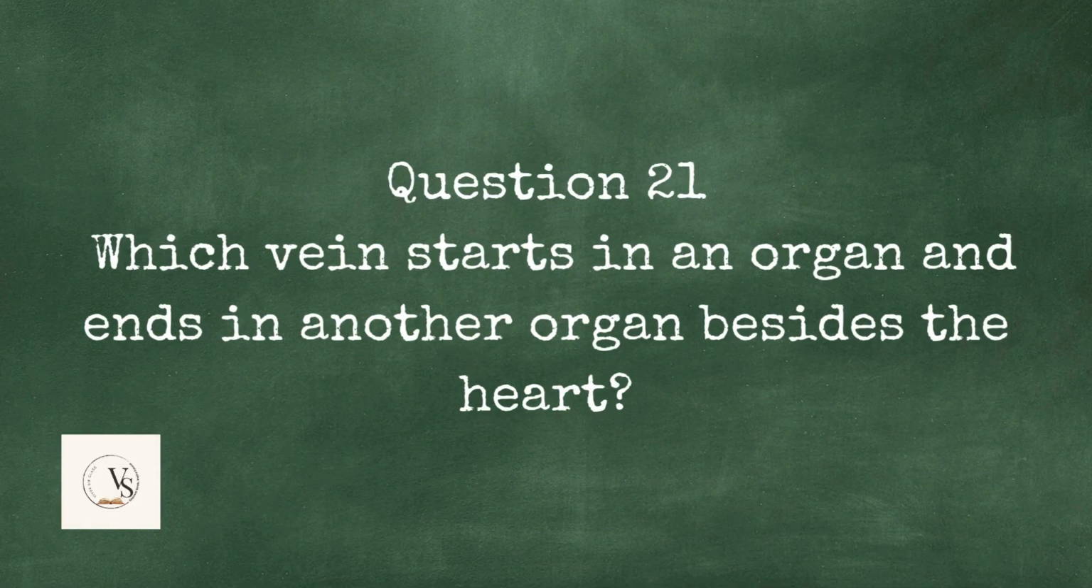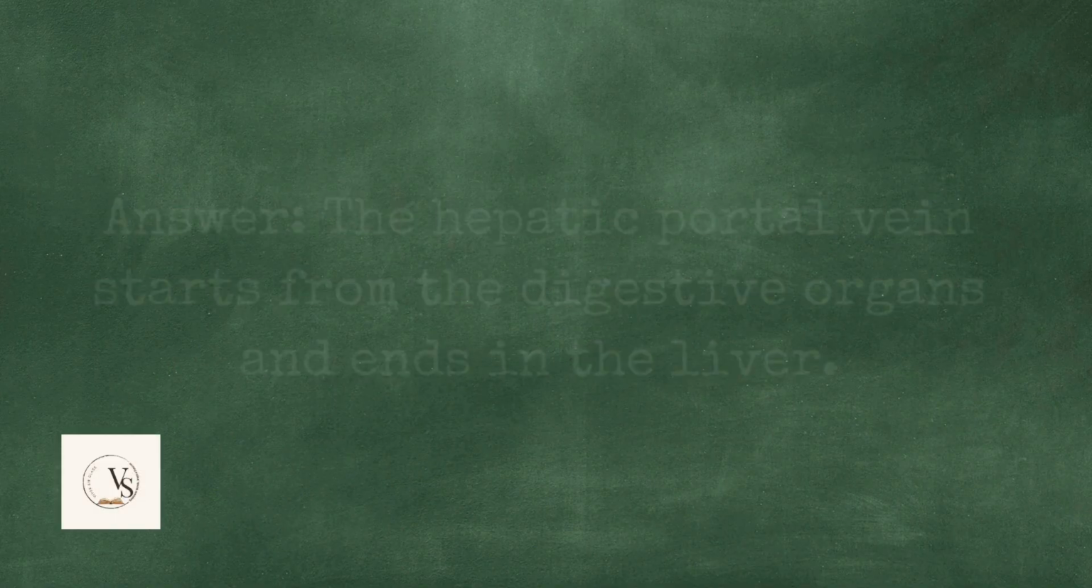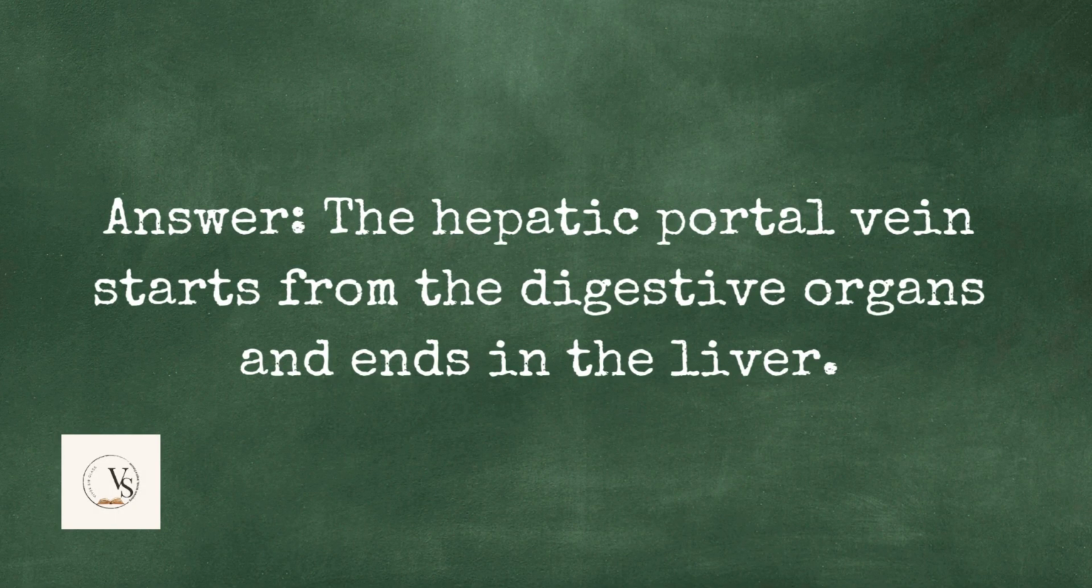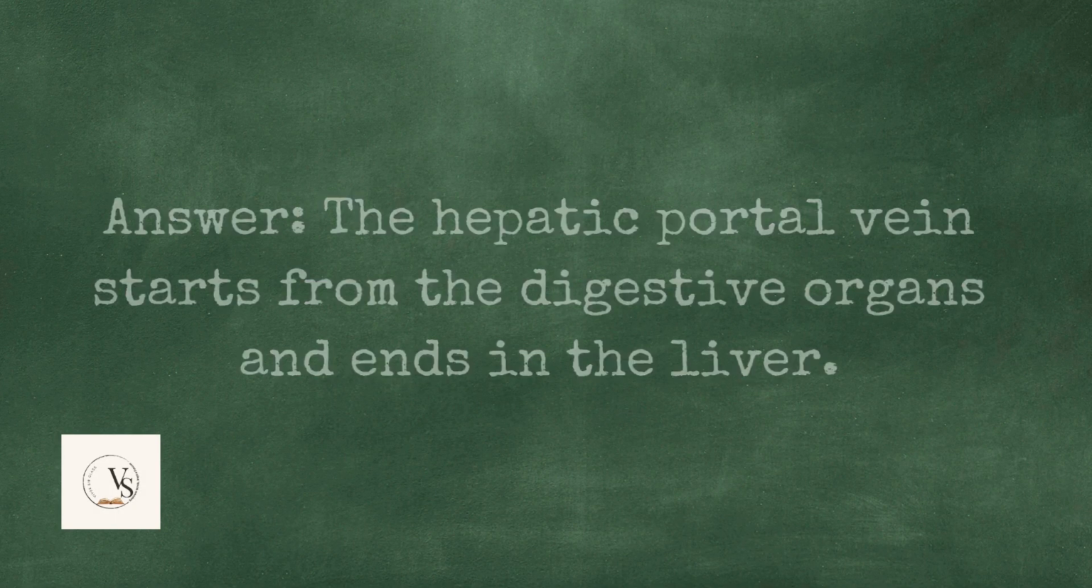Question 21. Which vein starts in an organ and ends in another organ besides the heart? Answer. The hepatic portal vein starts from the digestive organs and ends in the liver.